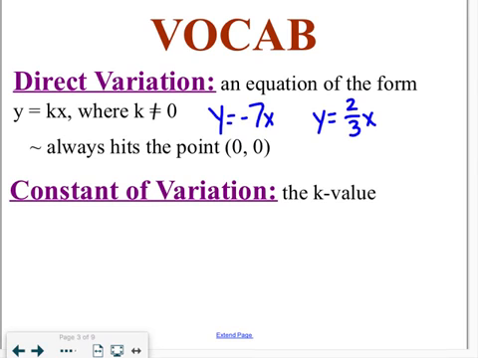And the other piece of vocab is the constant of variation. That is the fancy name for the k. So with that first example, negative 7 is the constant of variation. With the second example, 2/3 is the constant of variation.